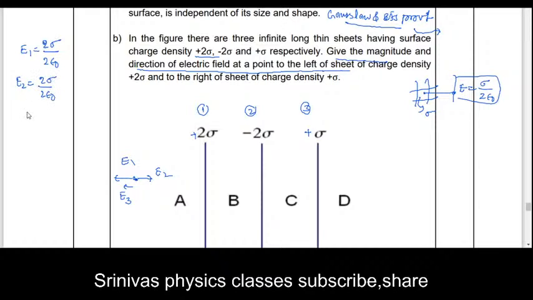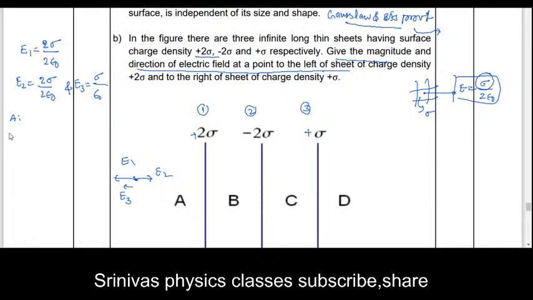Only magnitude you should write. And E3 formula, sigma by 2 epsilon naught. This is sigma charge density. Instead of sigma, here 2 sigma is there in the first case. Instead of sigma, minus 2 sigma is there, but 2 sigma we have to take. And E3 we have to take as sigma by 2 epsilon naught. Here we have to find out the net electric field.